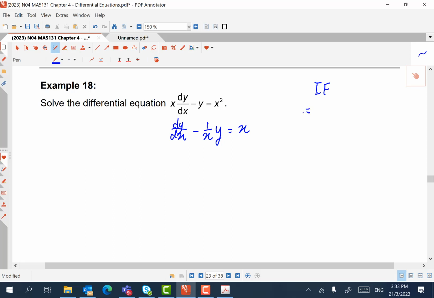How to find the IF is by integrating. Interestingly, let's see if you agree. The IF will be like that. You got it? Okay, great. Anyone? The IF turns out to be this.